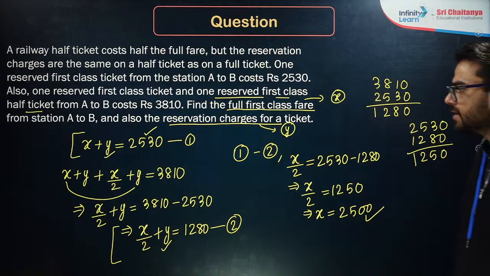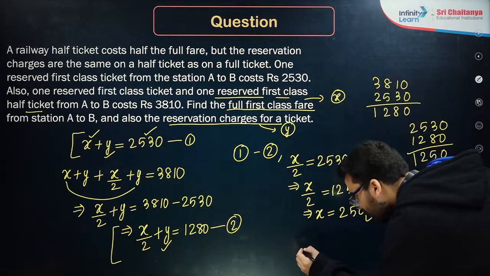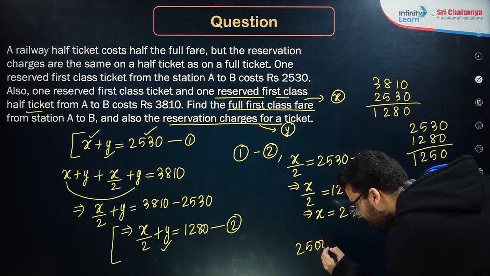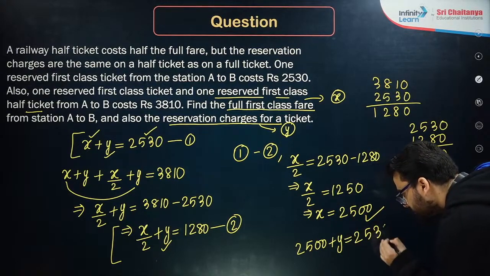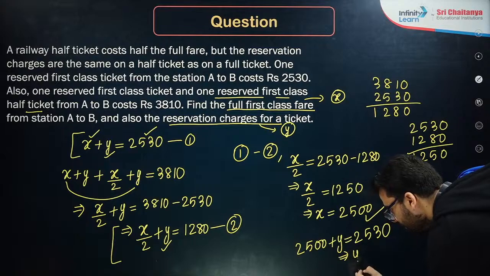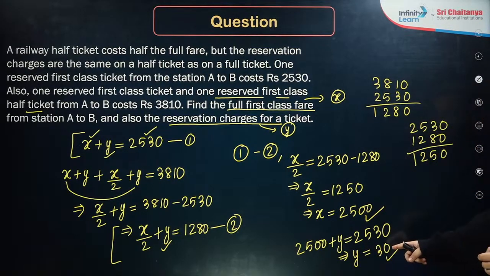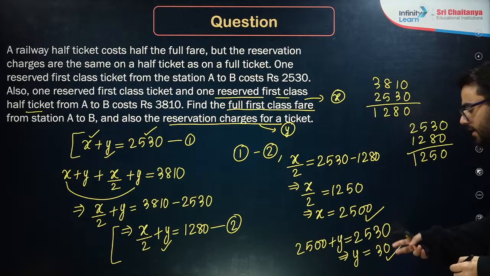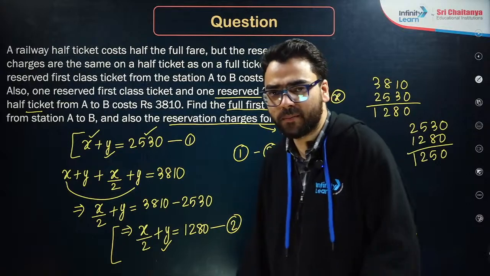And then we can find the value of Y by putting X equal to 2500 over there. 2500 plus Y is equal to 2530. So from here Y will be equal to rupees 30. This is the reservation charge of a ticket, whether full ticket or half ticket, that is rupees 30, and the cost of one ticket is 2500. I hope that is clear.